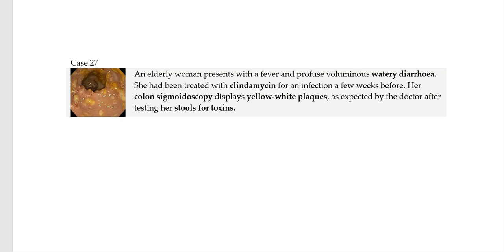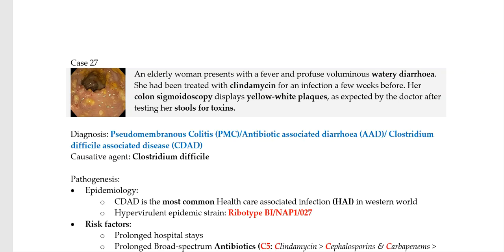So let's take a moment and understand what is the most likely diagnosis and what could be the common causative organism. Then we will discuss in detail about pathogenesis, treatment, diagnosis, and prevention. So the diagnosis here is pseudomembranous colitis, also known as antibiotic-associated diarrhea, or famously known as Clostridium difficile associated disease, or CDAD. The causative agent is Clostridium difficile.